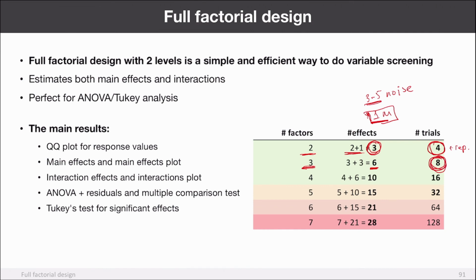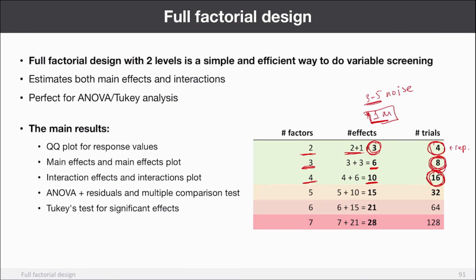Okay. If you have 4 factors like the previous example, we have 10 potential systematic effects. And then you remember that this is the perfect case, right? Because we have enough degrees of freedom for all effects and also for reliable estimation of noise, we have 5 degrees of freedom for noise. So this is very good.